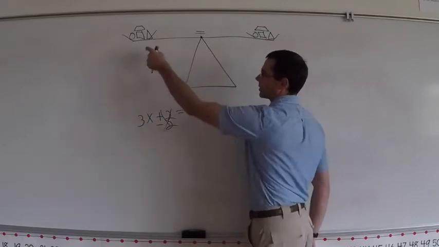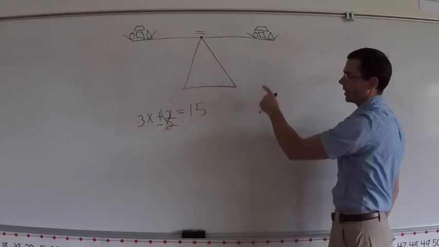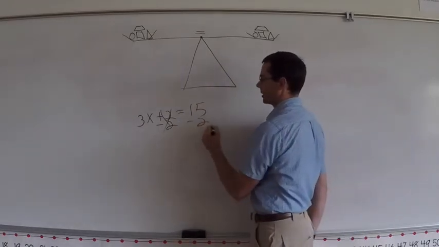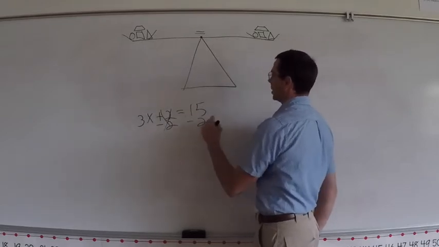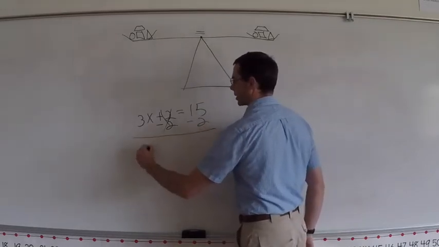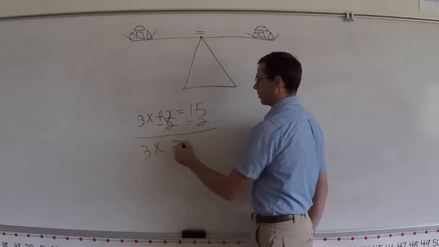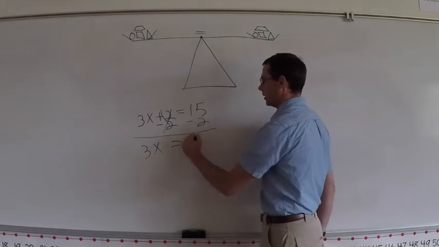But if I take something away from this side of the scale, it's going to start floating up, and this is going to start falling down. It's not going to be equal anymore. So I also need to take 2 away from this side. And then, so 15 minus 2. And then it will equal out again. So that would give me 3x. My 2 minus my 2 is 0. Equals 15 minus 2. 15 minus 2 is 13.